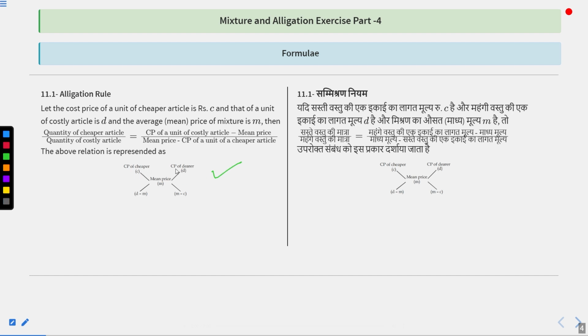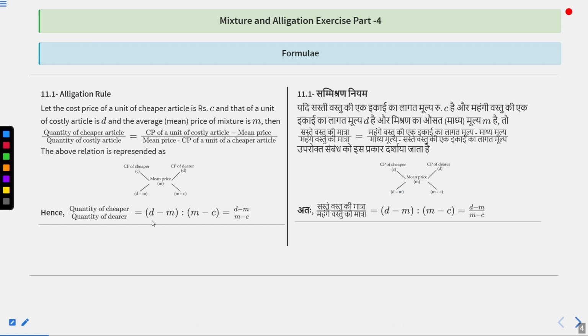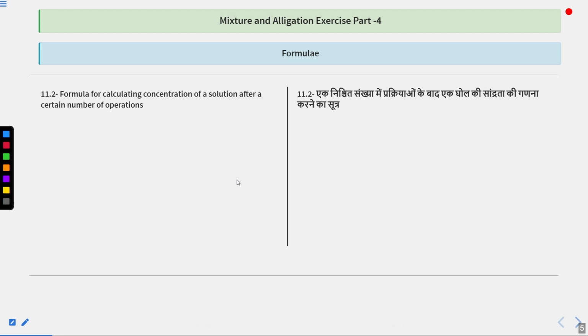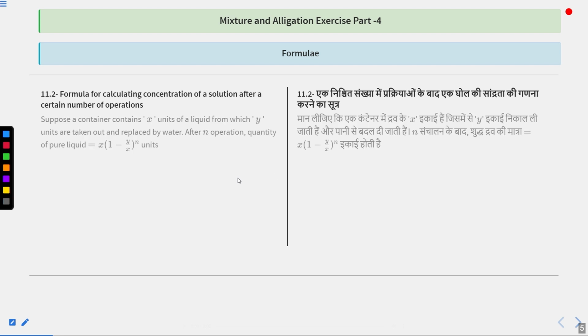CP of the cheaper, C. CP of the dearer, dearer means costly, D, and we take the mean price in the middle, or we can say the average price. When subtracting, the average will be lesser than the dearer price and more than the cheaper price. So we can write D minus M and M minus C. So we get the ratio of quantity of cheaper article upon quantity of costly article: D minus M ratio M minus C, or D minus M upon M minus C.